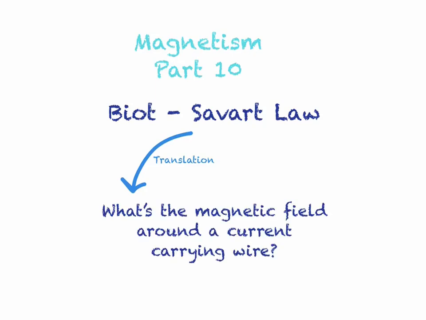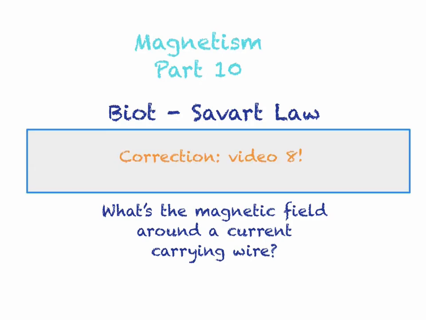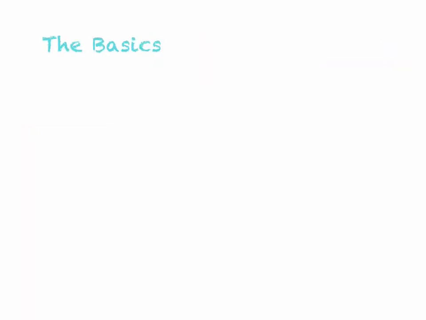Now, hopefully you've watched video 9, but if you haven't, I really recommend you go back and do that because it will help you visualize what we're trying to do today from purely a visual standpoint and a conceptual standpoint. Whereas today, we're going to get into the nitty-gritty of actually using calculus in order to calculate what the magnetic field strength is at some point away from a wire. So without further ado, let's get into it.